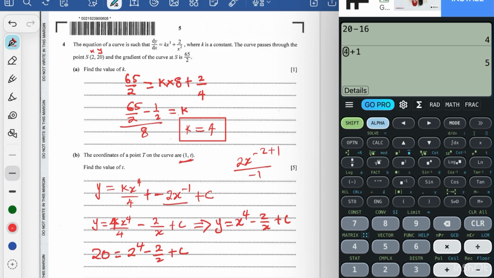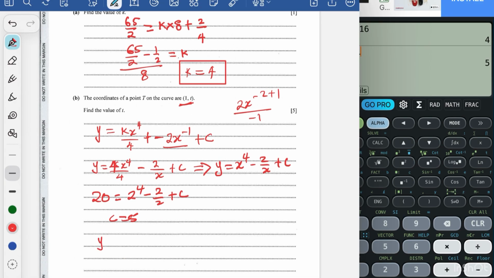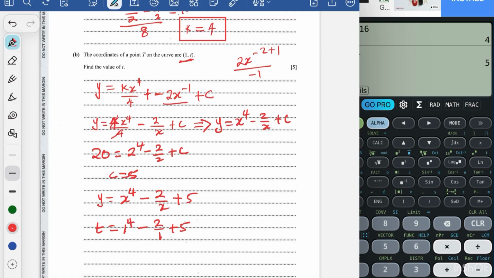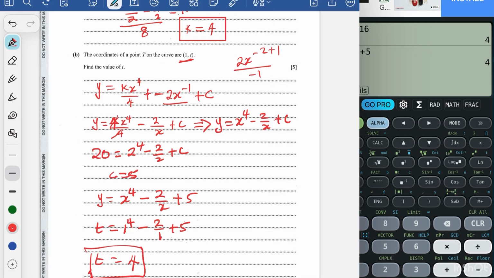So my c is equal to 5, right? So my c is 5. So my equation is y is equal to x to the power of 4, so remember 4 cancels 4, minus 2 over x plus 5. So I'm finding t, right? So t is y. So 1 to the power of 4 minus 2 over 1 plus 5. So t will be 1 minus 2 plus 5. That gives me 4. So this is my answer.